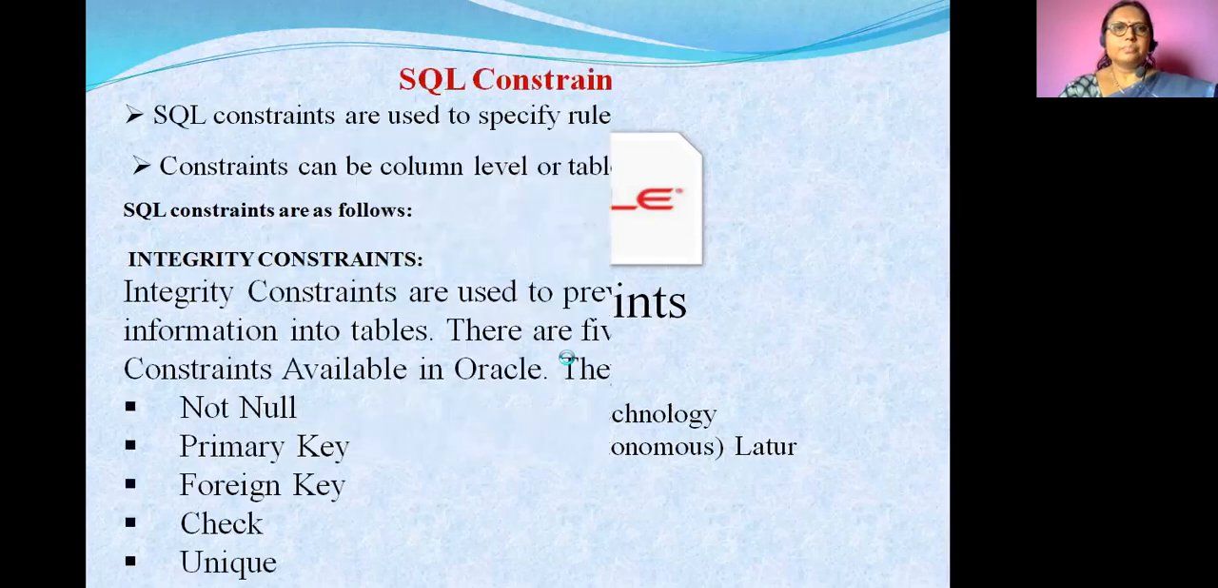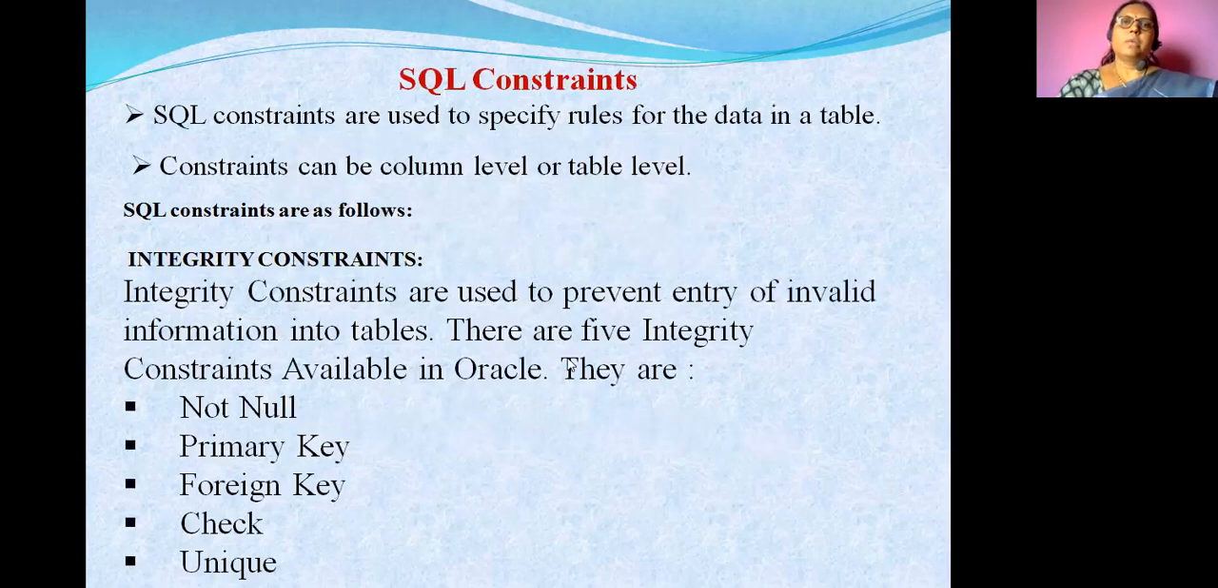You may call them Oracle constraints, or SQL constraints also. These are nothing but special rules that are applied to the data in a table. In Oracle, there are different types of constraints. In this session, we will discuss some integrity constraints. Integrity constraints are rules which prevent invalid data entry. While applying an integrity constraint, some rules must be followed. In this session, we will discuss the primary key constraint.